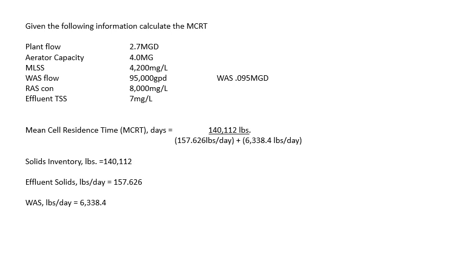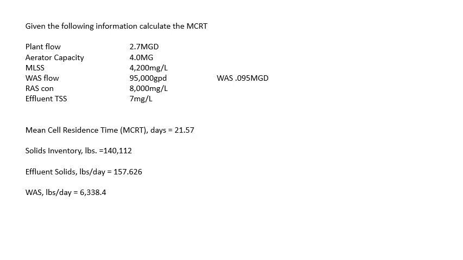140,112 pounds divided by 157.626 pounds per day plus 6,338.4 pounds. So we're going to add the bottoms together, and that equals 6,496.026 pounds per day. So now you're going to divide the 140,112 pounds by 6,496.026 pounds per day, and your answer is 21.57 days.